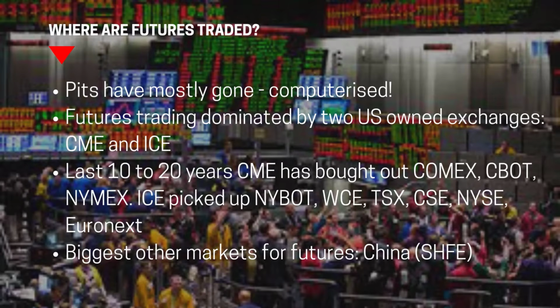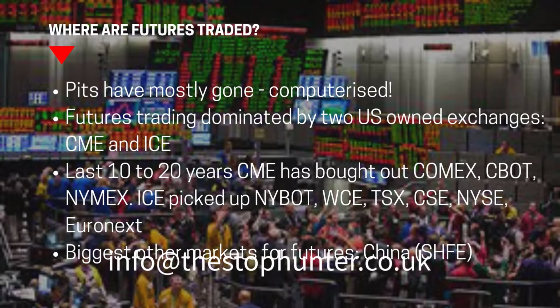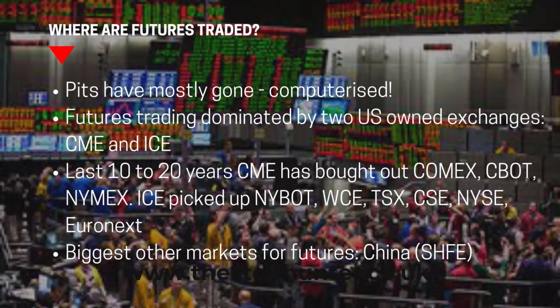In the last 10 to 20 years both of them have been hoovering up other minor smaller exchanges. For example, CME has bought COMEX, which is metals, CBOT, NYMEX, which was like your oil. ICE has bought IPE, NYBOT, WCE, TSX, Canadian One, the New York Stock Exchange, Euronext. So, quite a lot of consolidation in the futures world. And the other big growth market at the moment is out in China. They've got quite a few futures exchanges, but the Shanghai Futures Exchange is probably one of the biggest ones that you might want to get familiar with, but very difficult to access and trade through.